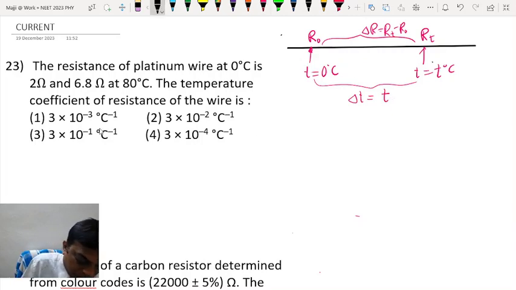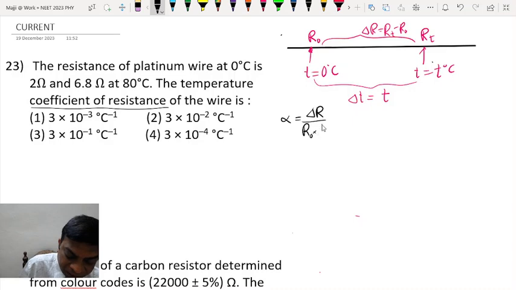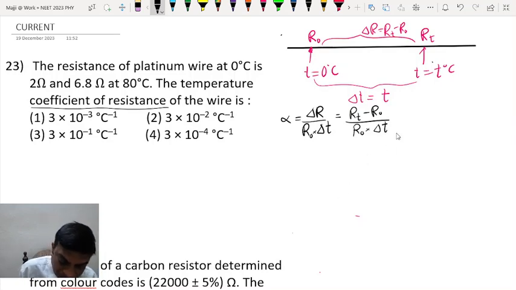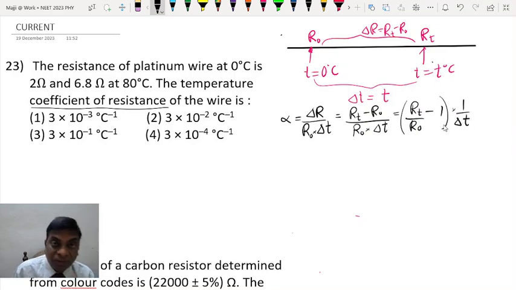Now as per the definition, the coefficient of resistance, denoted by alpha, is defined as the change in resistance per unit original resistance per unit change in temperature. So it is equal to RT minus R0, which is the change in resistance, upon original resistance R0, times delta T. This can further be written as RT upon R0 minus 1 upon delta T. You can subdivide this into two fractions and write it conveniently like this, or you can keep it like this itself. It's up to you, not a problem.